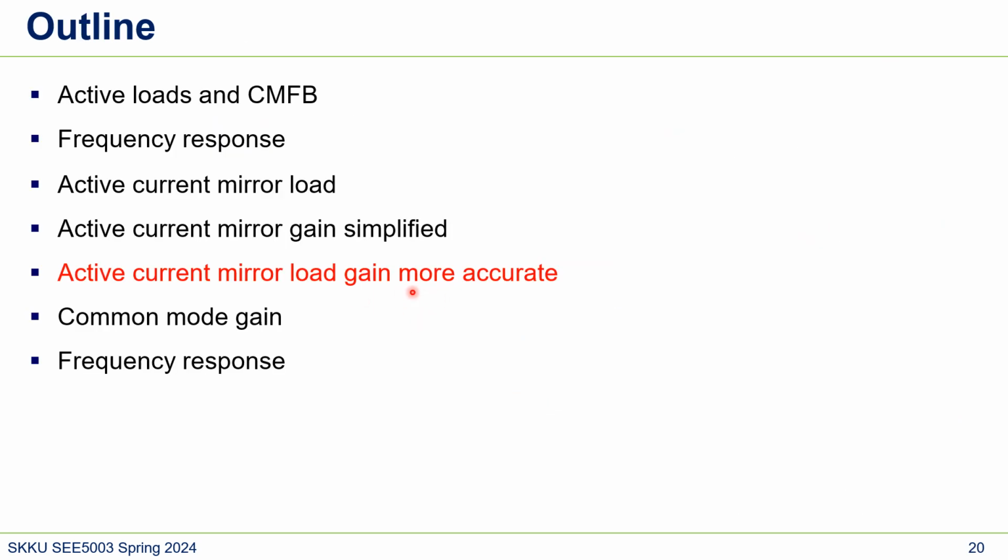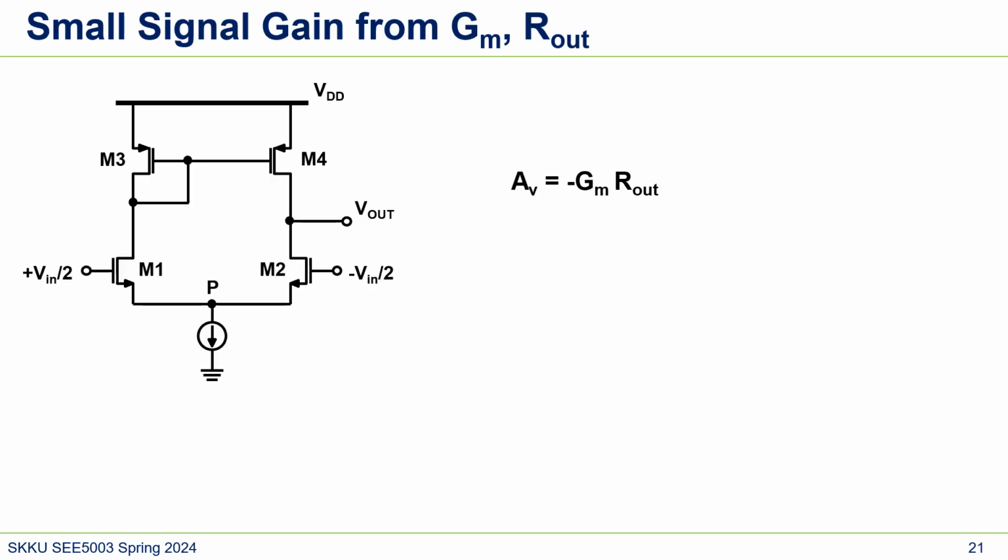So now let's look at a little more accurate way to calculate the small signal gain, because in the previous slide, what we assumed is that this is symmetric, right? That was our assumption. Now we're using a more accurate way. We're going to use the Norton equivalent.